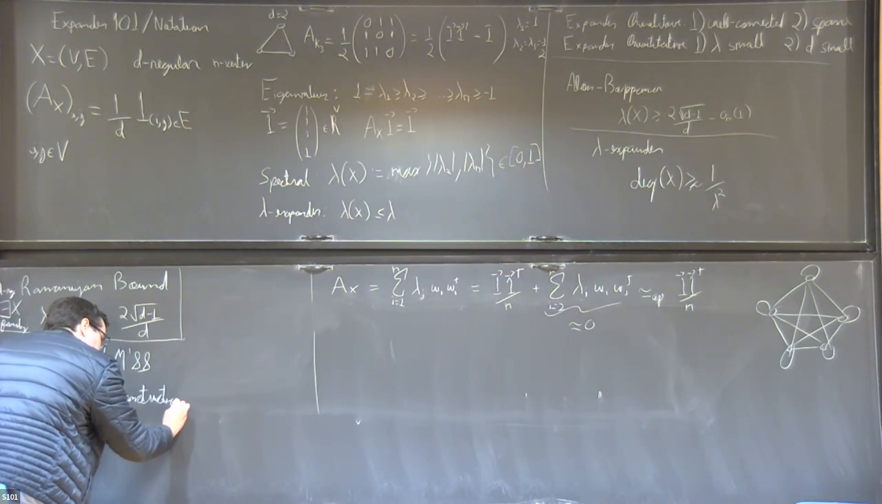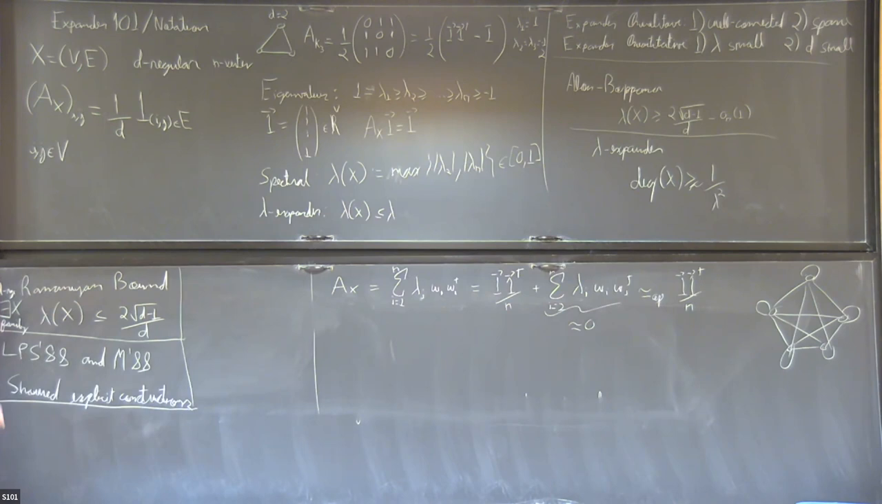Constructions like this, and those graphs are used a lot in theoretical computer science. It's not always that we really need this kind of trade-off, but if you're going to use some graph, you might as well take the best, right? Take something that satisfies this Ramanujan bound. And a lot of results were known, right?